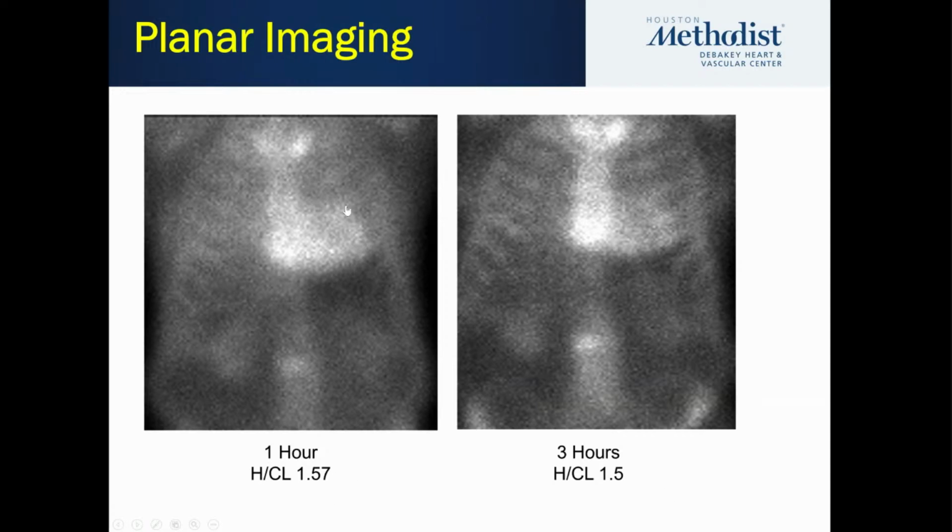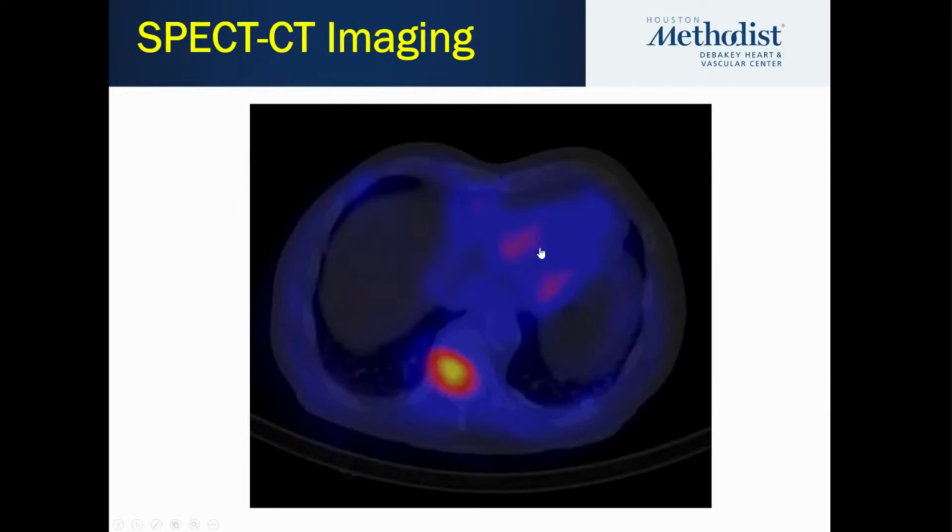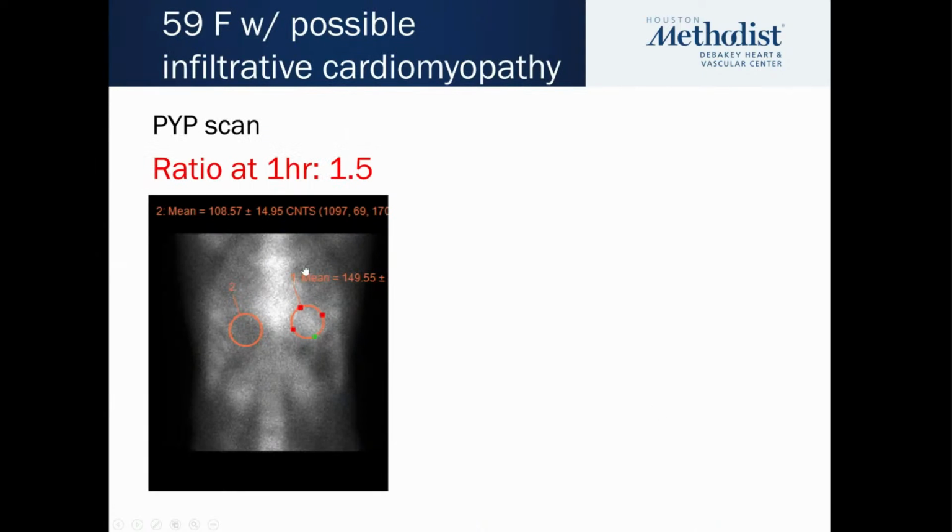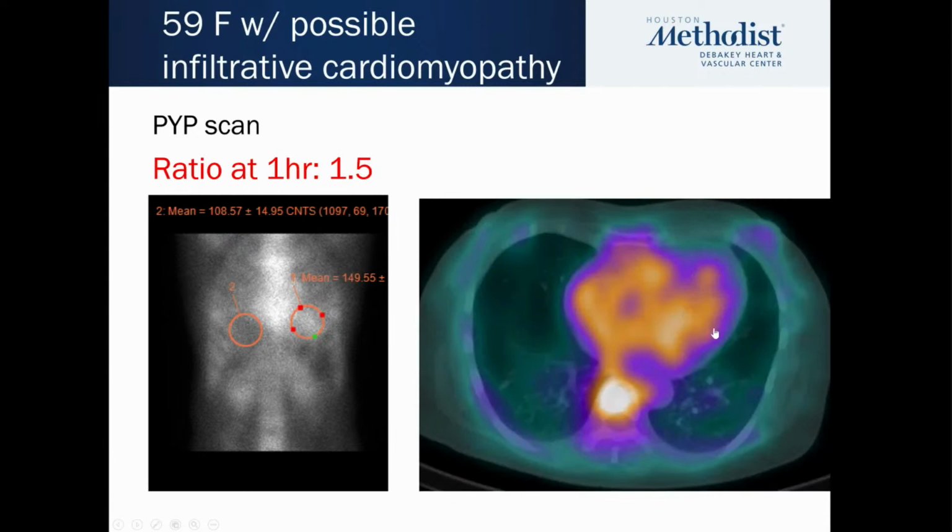You can see here that with these patients, we want to make sure that this is not from the blood pool. So when we do the PYP SPECT scan, you can clearly see it's coming from the myocardium. In contrast, this is another patient, 59-year-old, who has a PYP ratio at 1 hour of 1.5. But when we look at it, you can see all the uptake is in the blood pool.